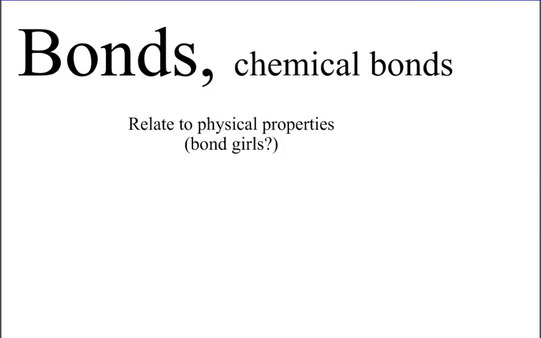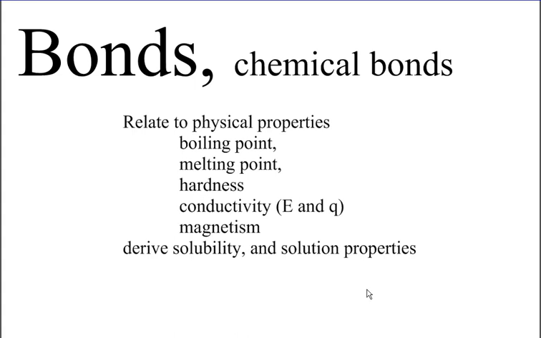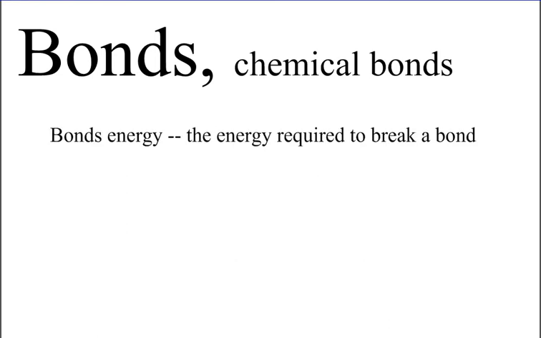Chemical bonds relate to physical properties, specifically boiling point, melting point, hardness, and conductivity, both electrical and thermal. Also, magnetism. Different types of bonds will give us solubility or give us the properties of different solutions. We can also talk about bonds in terms of their strength, which derives from their bond energy, which is the energy required to break a bond, because breaking a bond requires energy.